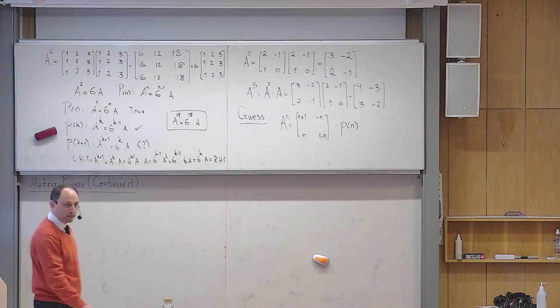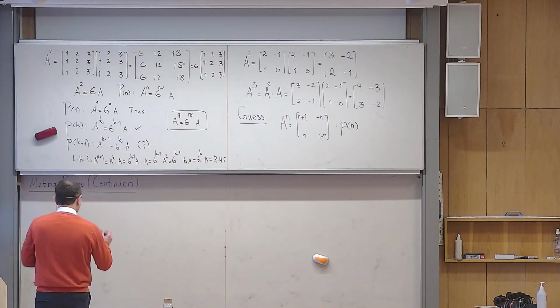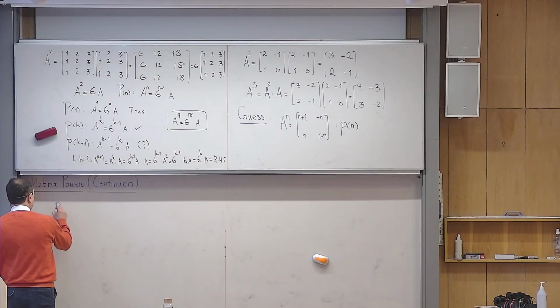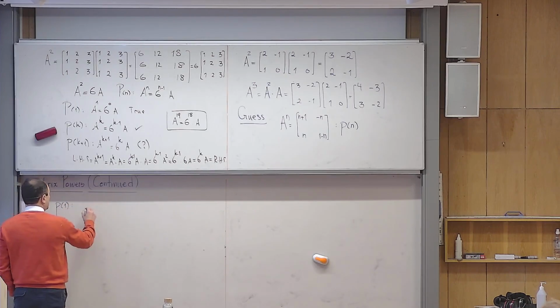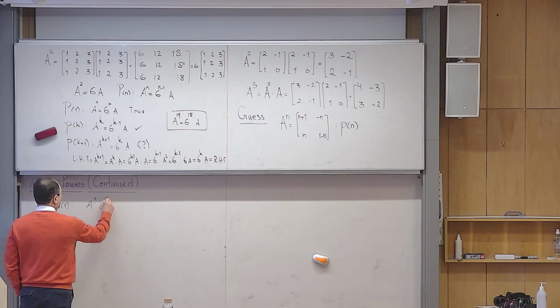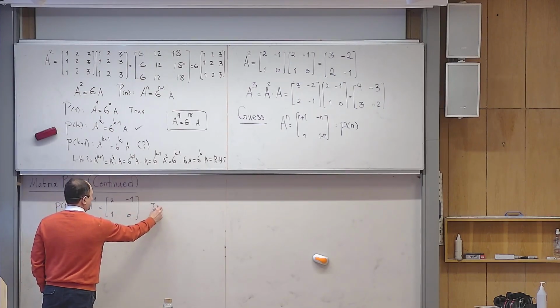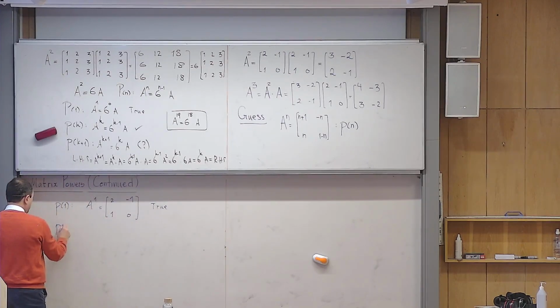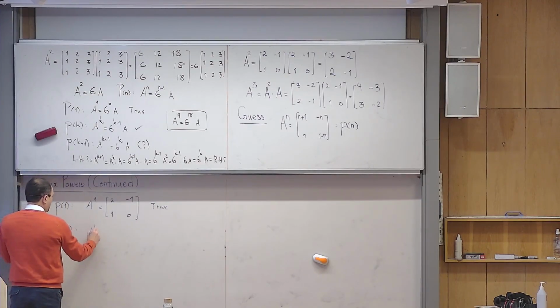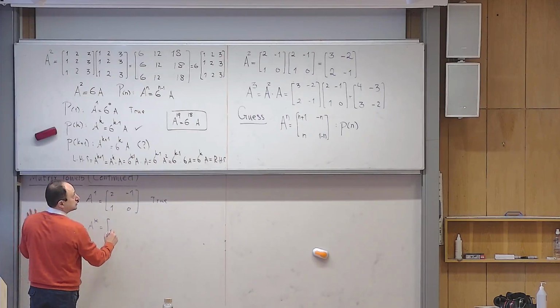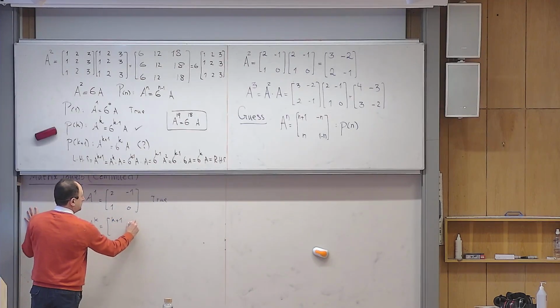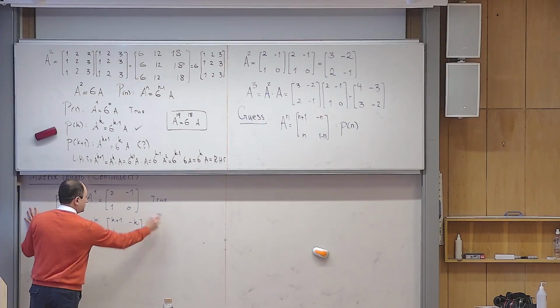Okay, did it work? Okay, so let me just do it for you. First you need to see if P of 1 is true. Of course it is true because we guessed it based on that. So A to power 1 is, I replace n with 1 everywhere. So this becomes 2, minus 1, 1, and 0, which is true. Now I assume that this is true for k. So I mean that A to power k is indeed equal to k plus 1, minus k, k, 1 minus k. This is assumed to be true.